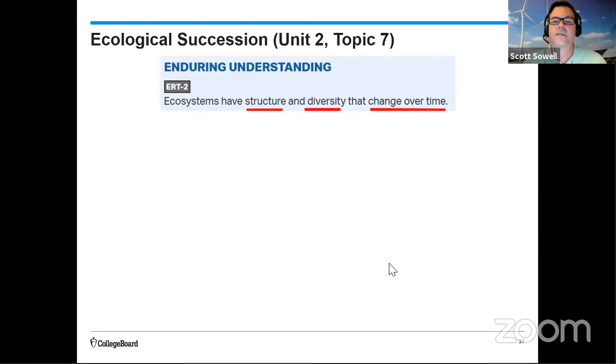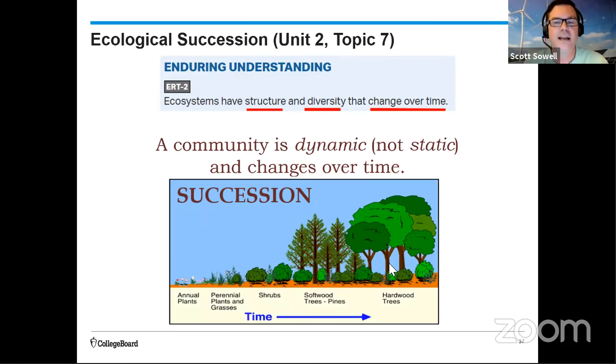All right, so again, ecosystems have structure and diversity that change over time. If we look at this forest community, it is not static, it changes over time. If we look at this field down here of just little annual plants, over the course of decades, maybe hundreds of years, it becomes a forest.